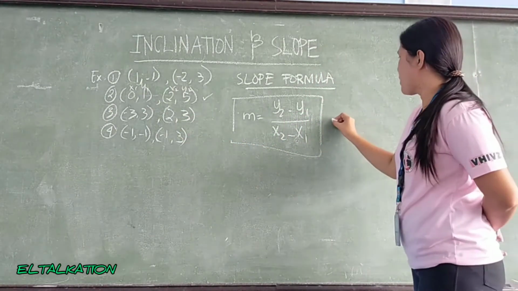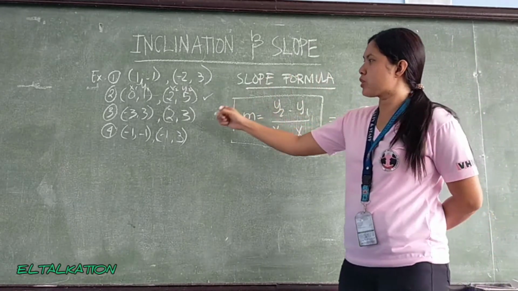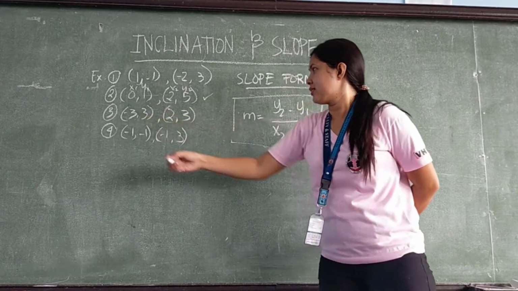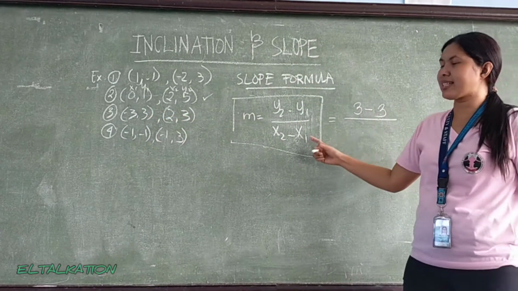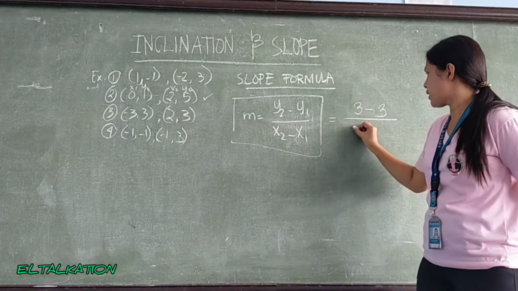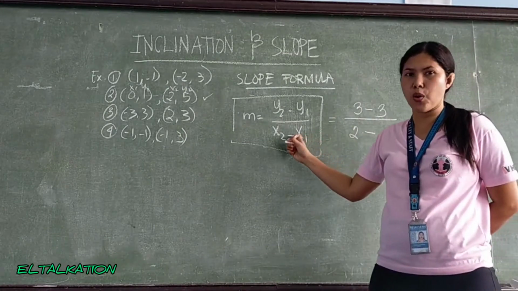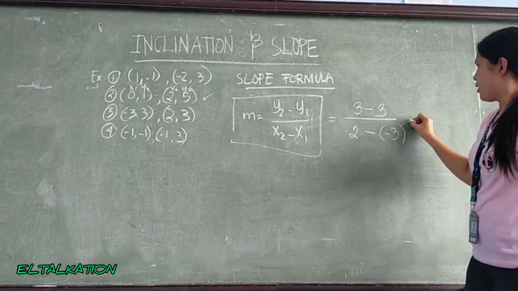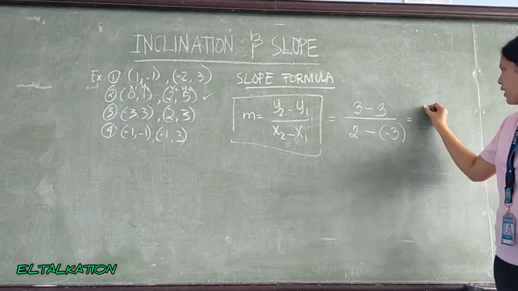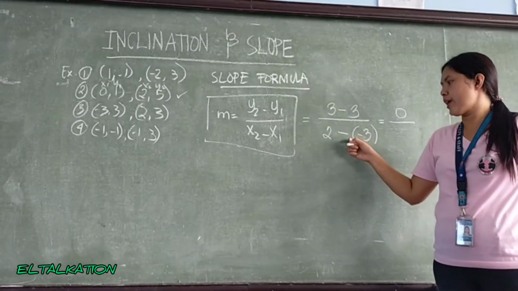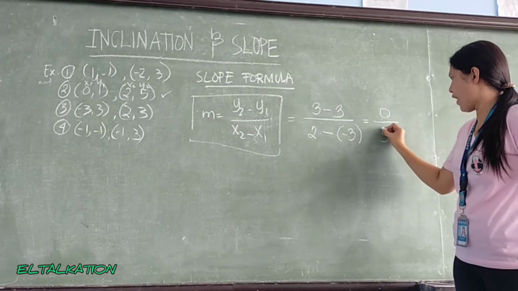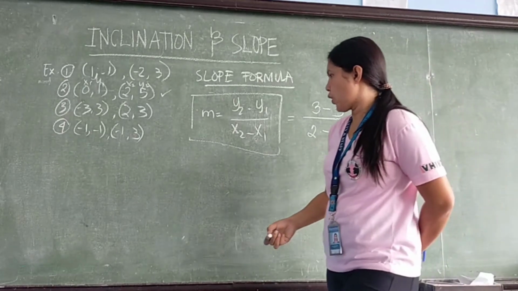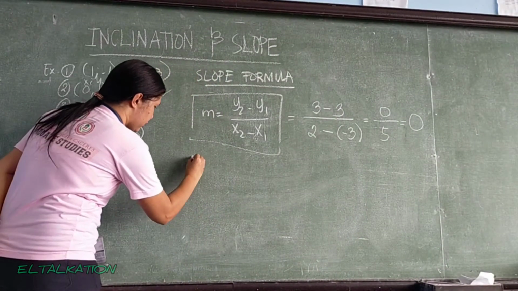So, slope is equal to y sub 2, which is 3, minus y sub 1, 3, all over x sub 2, which is positive 2, minus x sub 1, negative 3. So, 3 minus 3 is equal to 0, over 2 minus negative 3, which is 5. So, this is an example of zero slope. So, let's plot.